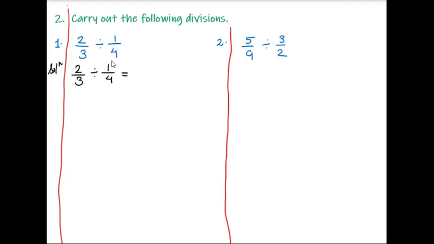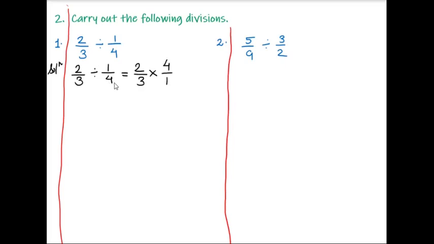This first fraction, we will write as it is, 2 upon 3. Division sign will turn to multiplication. So, multiplied by, and when we write multiplication, after that the second fraction's reciprocal. So our second fraction is 1 upon 4. Reciprocal of it will be 4 upon 1.